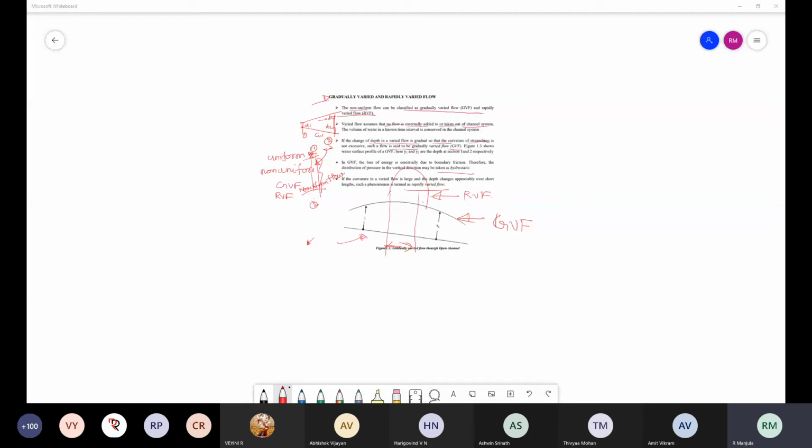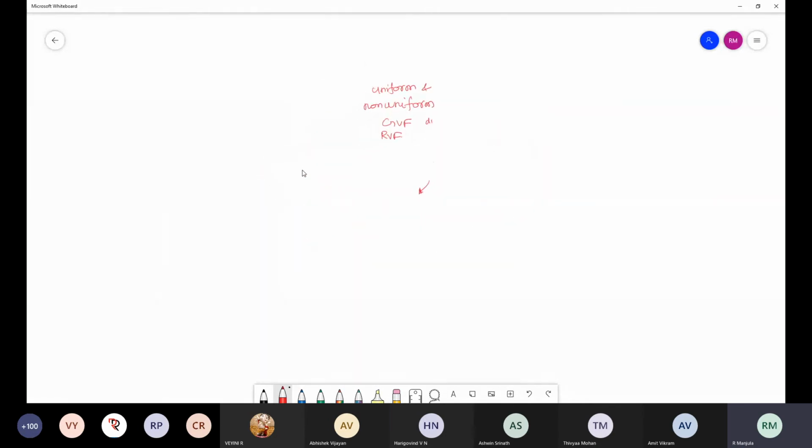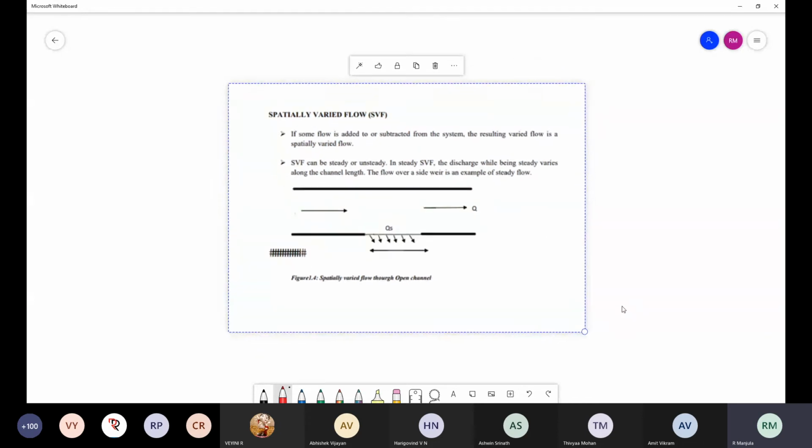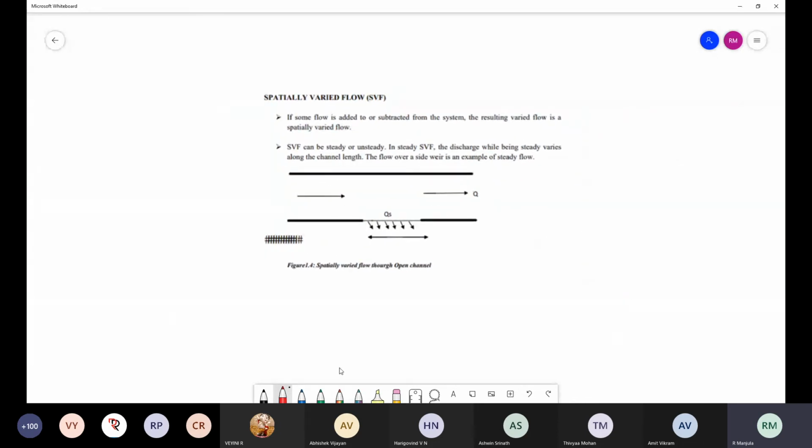And there is one more flow, which is called spatially varied flow. As I told you already, varied flow is different, because varied flow assumes that there is no flow added or taken away. That is where varied flow we have seen.